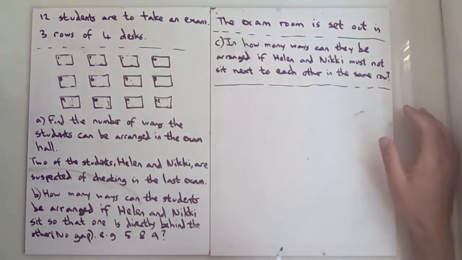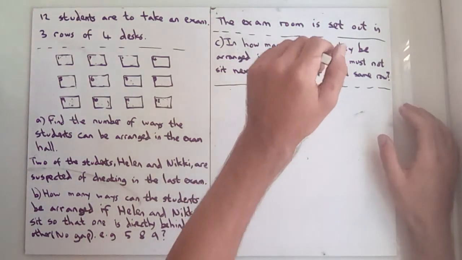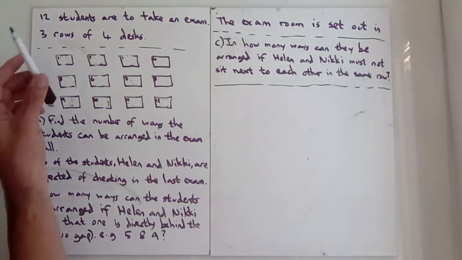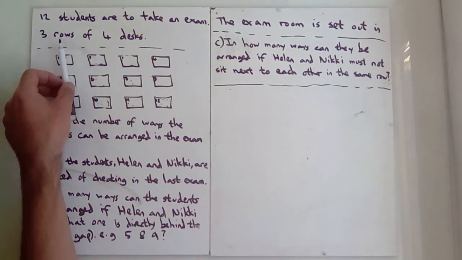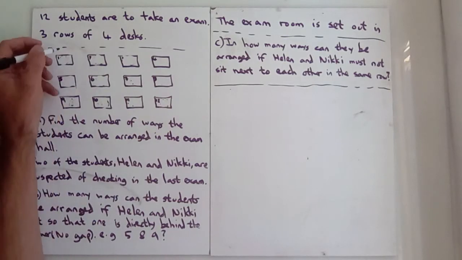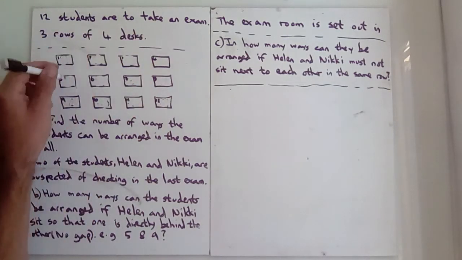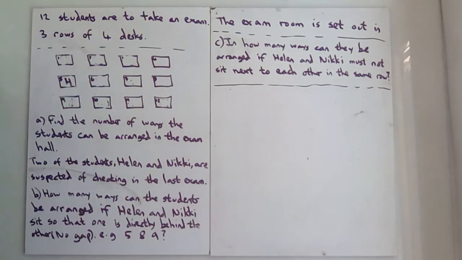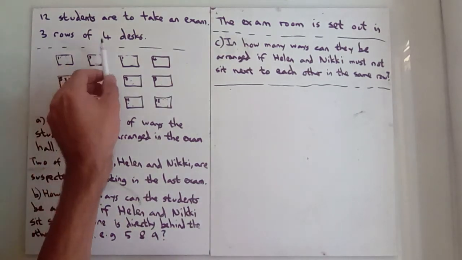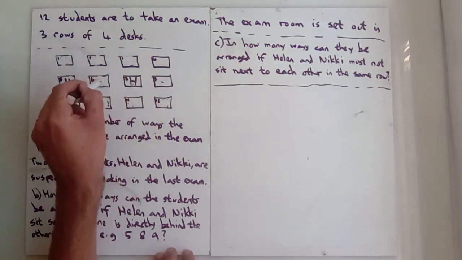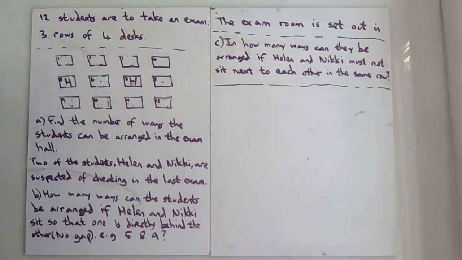So what we're going to do, we're going to put Helen somewhere first. So they must not sit next to each other in the same row. So we need to consider the different scenarios. So if Helen sits on one of the rows at the edge, so on the wing, so if she sits in columns 1 or 4, then say I put Helen there, Nikki only has 1 place that she can't go. But if Helen sits in one of these middle columns, so say Helen goes there, well, then that means that Nikki can't sit here or here. So it is different. So we're going to consider it separately.